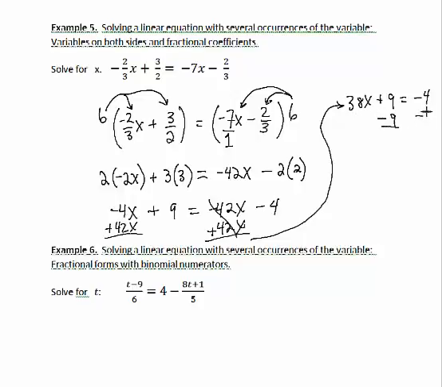The first step is to subtract 9 from both sides. Negative 4 and negative 9 would be a negative 13. The x is now being multiplied by 38 only, and to undo that we divide by 38 on both sides. The 38's cancel, and we are left with x equals negative 13 over 38.